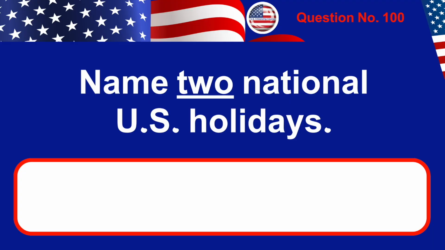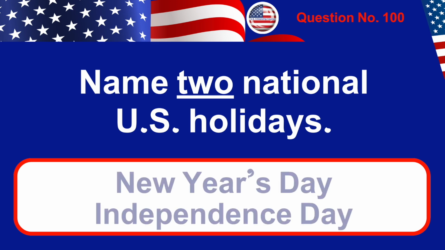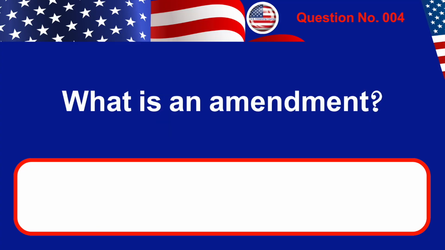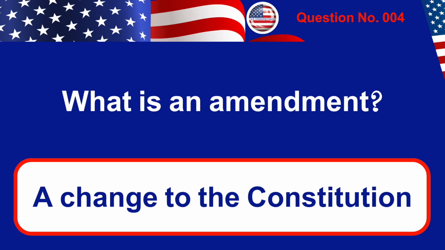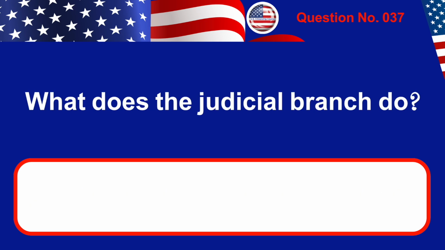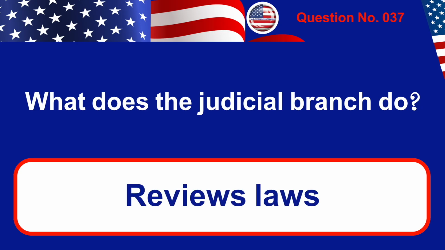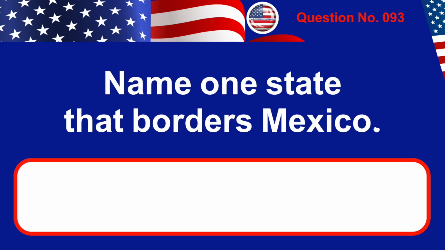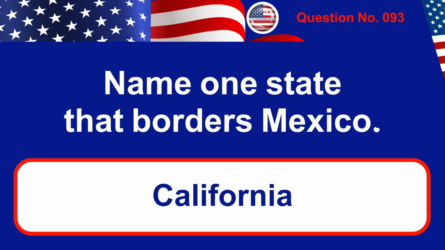Name two national U.S. holidays. New Year's Day. Independence Day. What is an amendment? A change to the Constitution. What does the judicial branch do? Reviews laws. Name one state that borders Mexico. California.